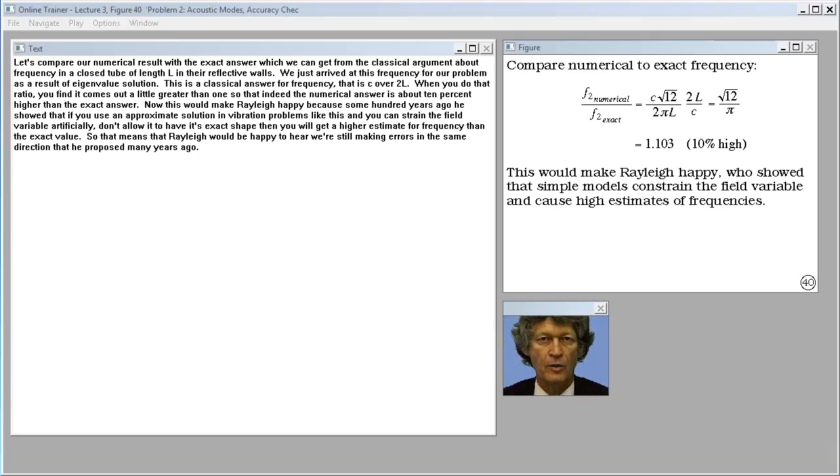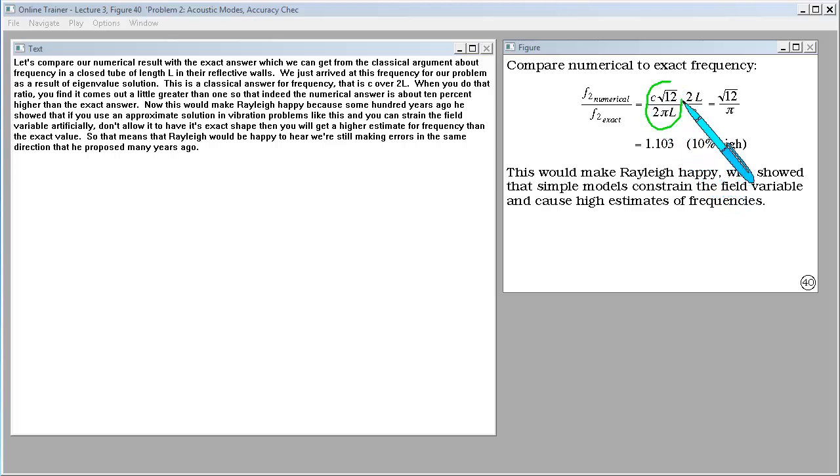Let's compare our numerical result with the exact answer, which we can get from the classical argument about frequency in a closed tube of length L when there are reflective walls. We just arrived at this frequency for our problem as a result of an eigenvalue solution. This is the classical answer for frequency, that is C over 2L. When you do that ratio, you find it comes out a little greater than 1, so that indeed the numerical answer is about 10% higher than the exact answer.